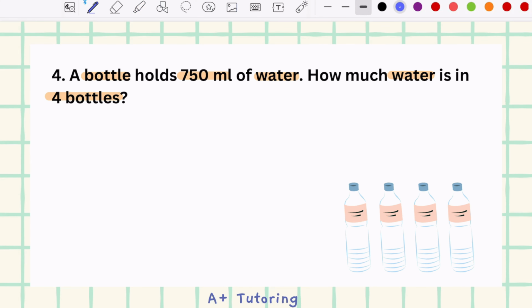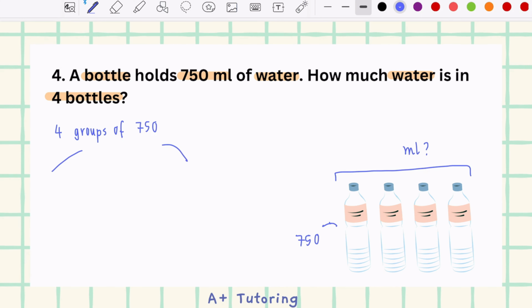Again, we're being asked to figure out if we've got 4 of these bottles, like in this picture, how many mils altogether. We know that each of these bottles have 750, right? So it's almost like 4 groups of 750. Like that's another way to look at this, kind of the wording in this. How can we figure out 4 groups of 750? Again, it's whatever you're comfortable with.